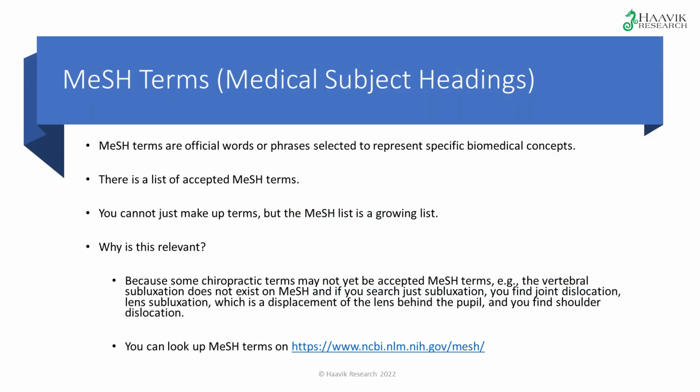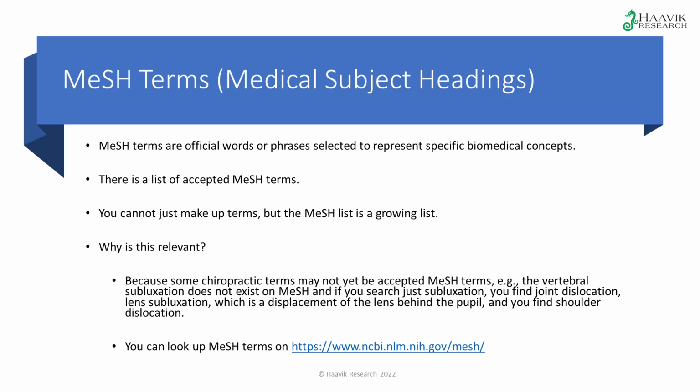Now, just before we end this off, MeSH terms stand for medical subject headings, and it's official words or phrases selected to represent a specific biomedical concept. So different people use different terms in different ways. And we know that, right? The medical word for subluxation is very different than the chiropractic word for subluxation. So that's why there exists this medical subject headings or MeSH terms library. So this MeSH term list, it's a growing list. It evolves because obviously language evolves, but some chiropractic terms may not yet be accepted MeSH terms.